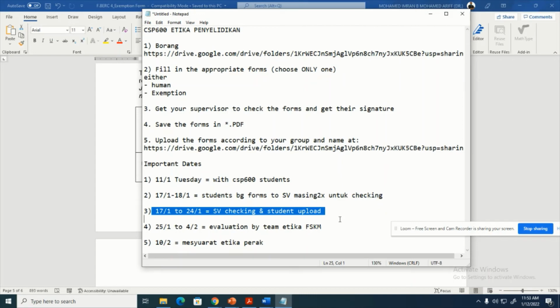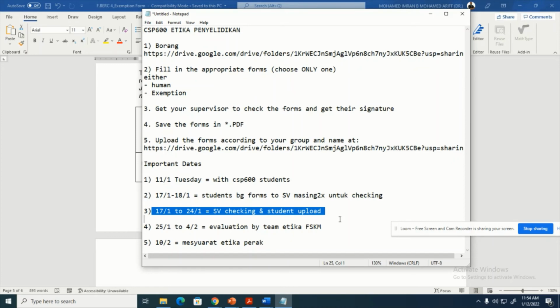You have some time to discuss with them, or if you need them to fill in more, or if they don't answer, they don't understand, you can go back and forth. And by 24th of January, students will need to submit these forms in a PDF format to the Google link which I've provided to them. That is the most important thing. Please make sure supervisors sign all the forms which require you to sign.